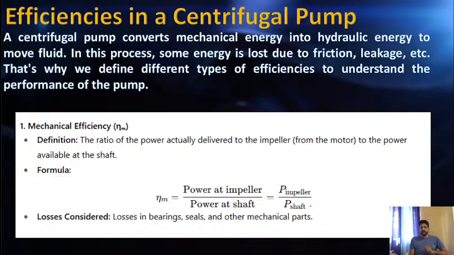So whatever power the shaft has, how much of it is transferred to the impeller, this ratio is the mechanical efficiency. If the power of the shaft is equal to the impeller power, meaning 100% of the power is transferred to the impeller, it means it has 100% efficiency, right? But it is not possible. The impeller power is always less than the shaft power. Is it clear to you? Why? Because there are losses in the bearings, there are losses in the seals or other mechanical parts. There are some losses in it. So this is my mechanical efficiency.